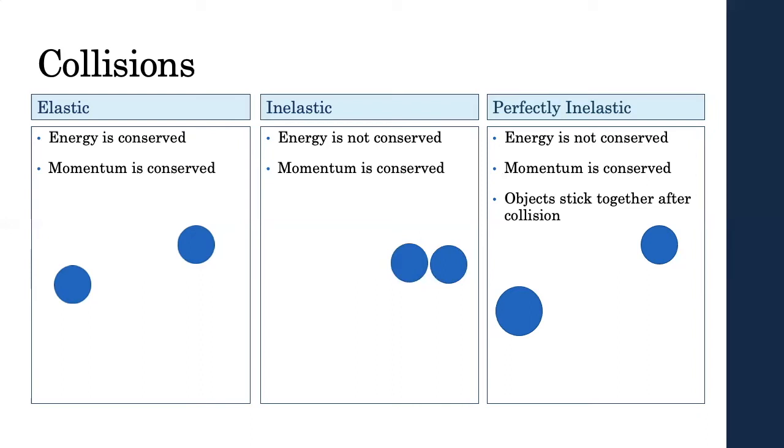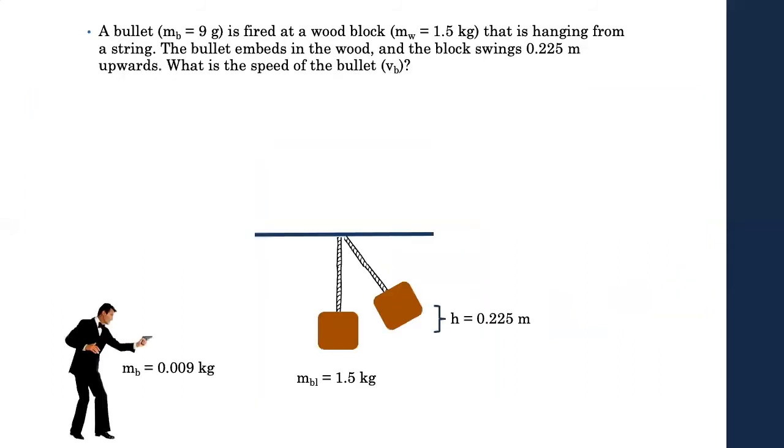Looking at perfectly inelastic collisions, energy is not conserved. Momentum, however, is always conserved. And the objects stick together. I always think about it as when two cars collide and become entangled together, that is a perfectly inelastic collision. So now here's a question that'll test some of that knowledge.